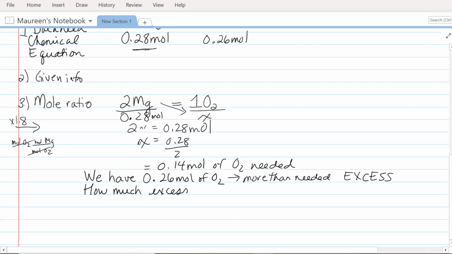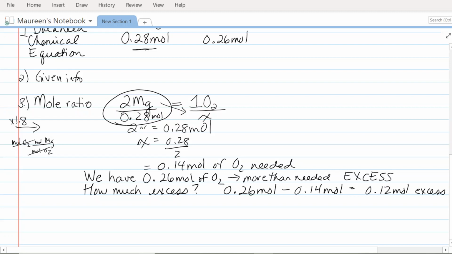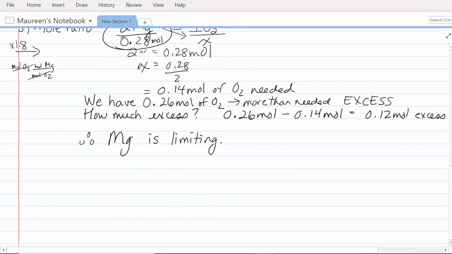Now we could even ask ourselves, how much excess do we have? That's a fairly easy question to answer. The question told us we were given 0.26 moles. Our ratio tells us that to use up all of this, we only need 0.14 moles. So therefore we have 0.12 moles excess. Okay, so make a little therefore statement. Therefore, magnesium is limiting. There are lots of other questions I could ask you about this, but I just want to make sure that you're understanding the simplest bits there.